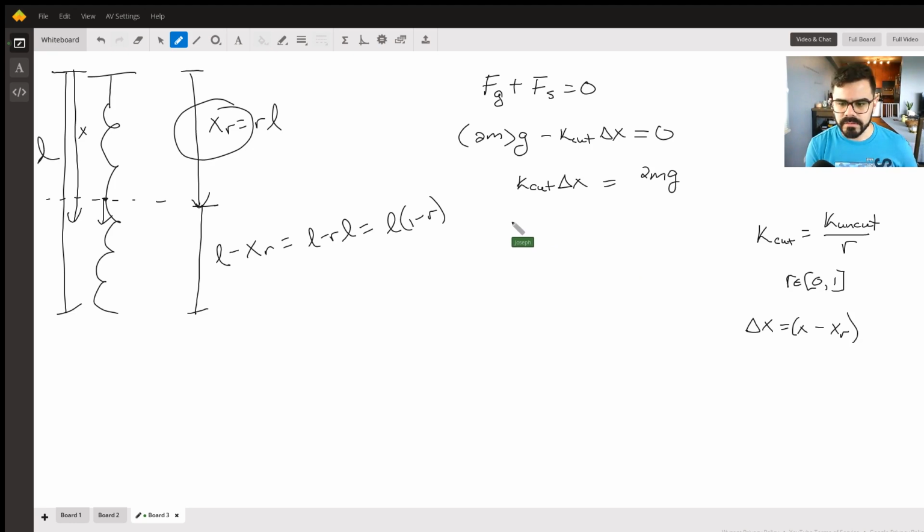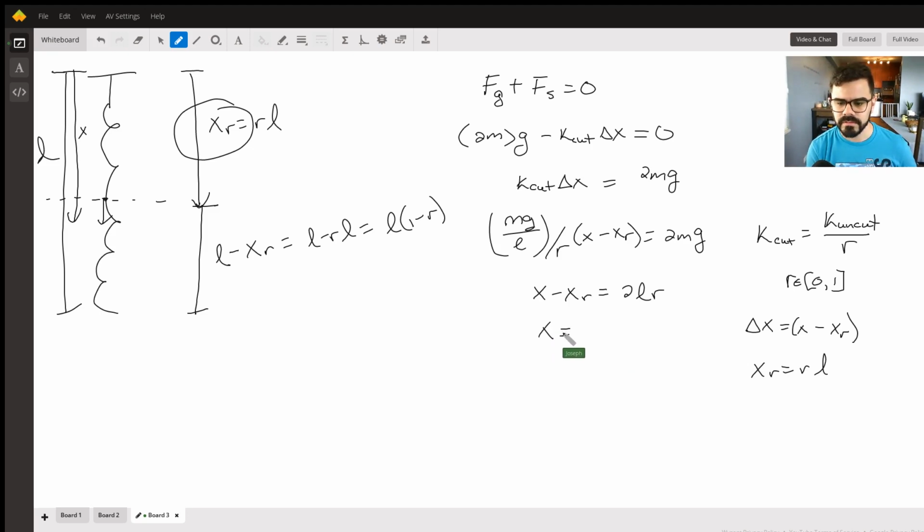So putting all that together, we have mg over L, all that divided by R, because the uncut is mg over L, times x minus XR equals 2mg. If we multiply by L R over mg, for the other side we have x minus XR equals 2LR. And XR, we said, was this. Therefore x equals 3RL. So this is the new position of the spring once you put the 2m mass.